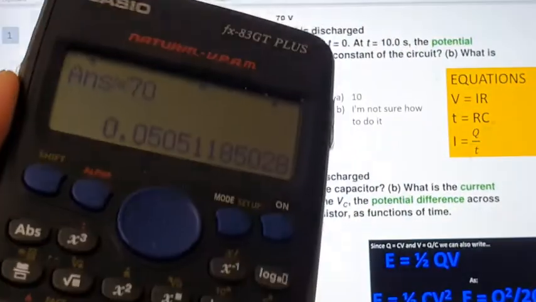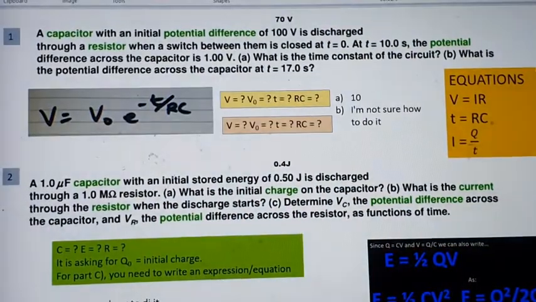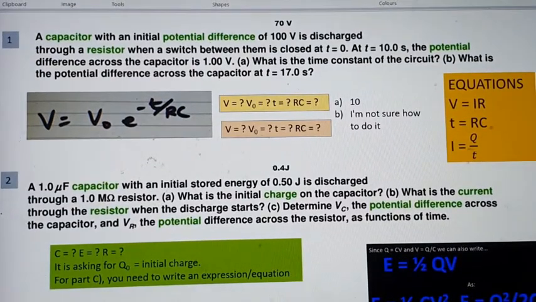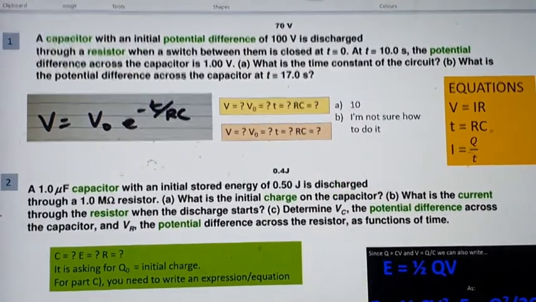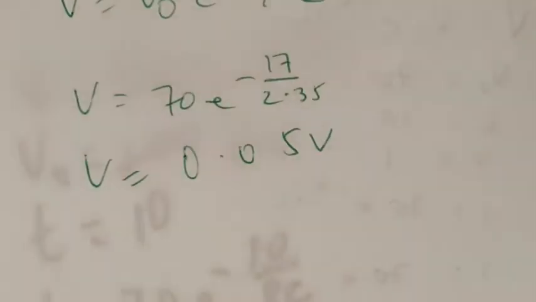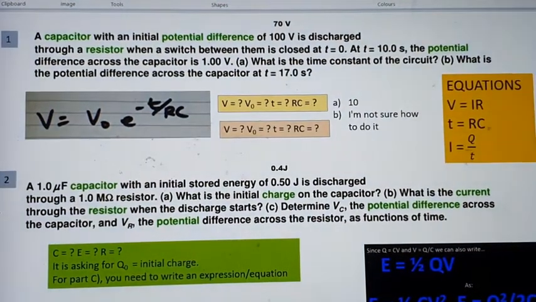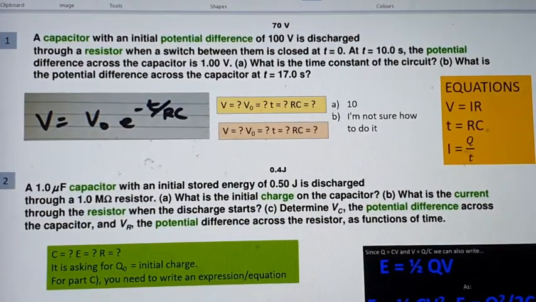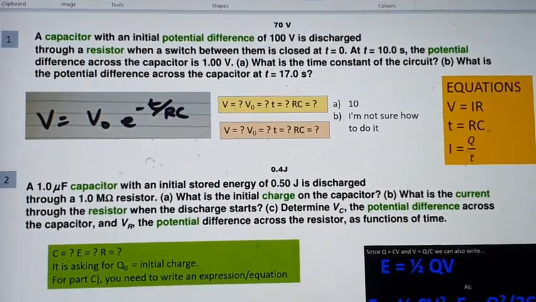And then your answer is 0.05. So V is equal to 0.05 volts. So your answer is V is equal to 0.05 volts. So that's the example where V0 is equal to 70 instead of 100.